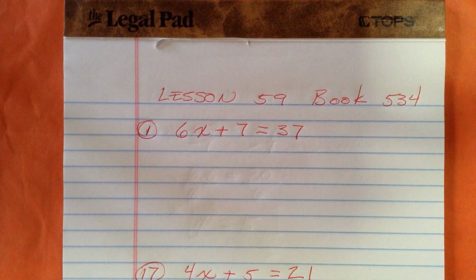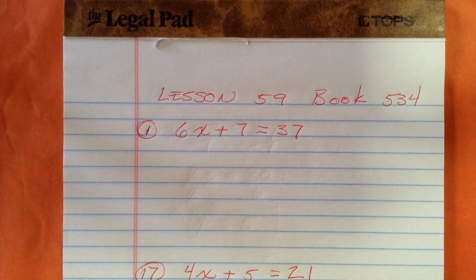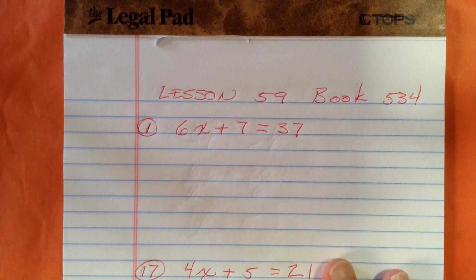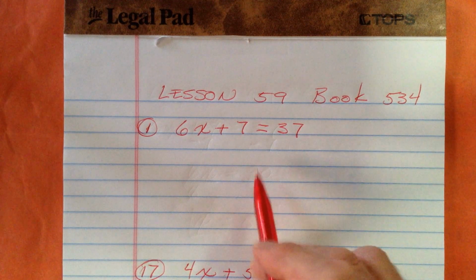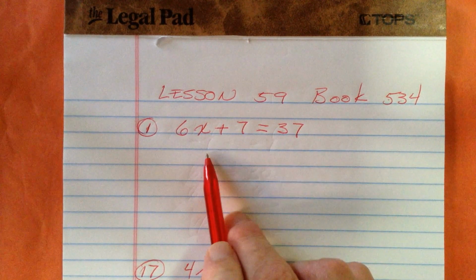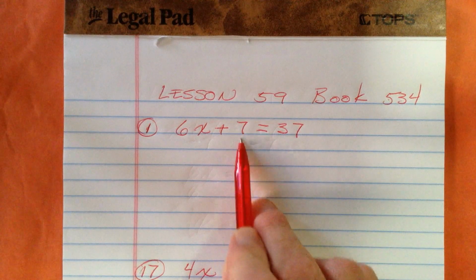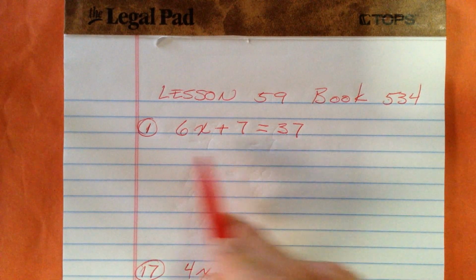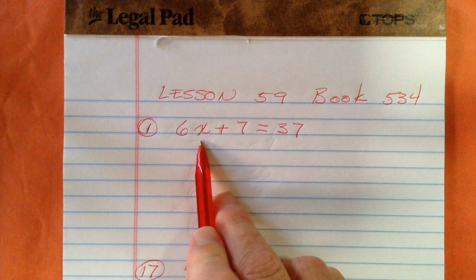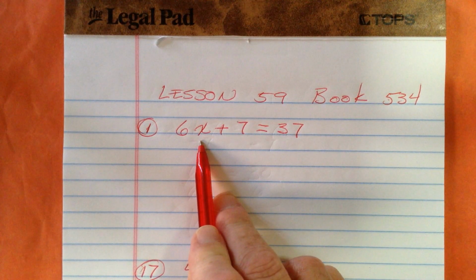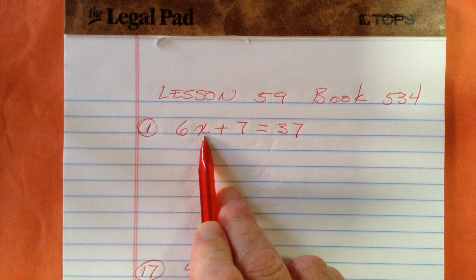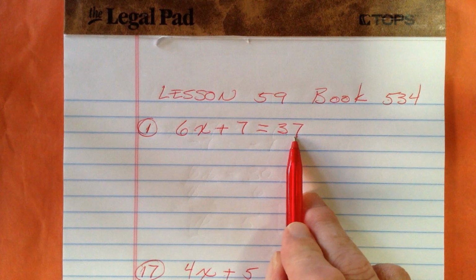Okay, so to start off the problems, now remember these are multi-steps. There's going to be more than one step to solving the problem. So I'm going to start out with the one in the book here because they have the simplest form. This is number 1 from the book. It's 6x plus 7 equals 37. So we're trying to isolate the x here. We're trying to find the missing number to make this equal 37.